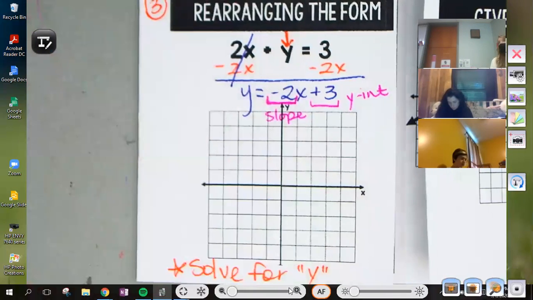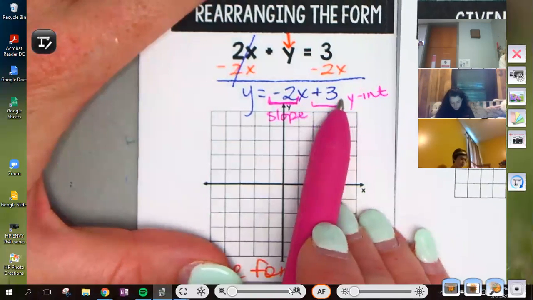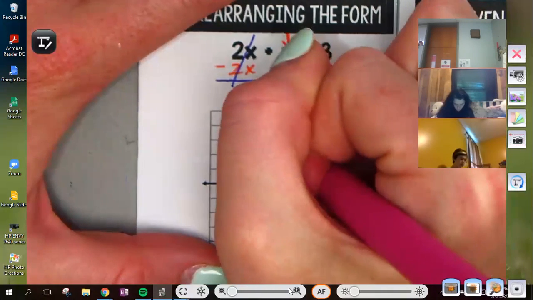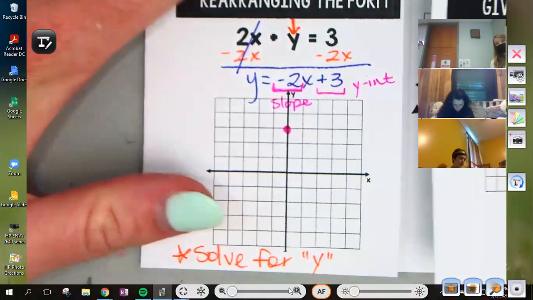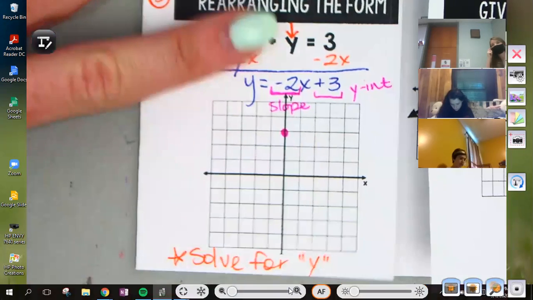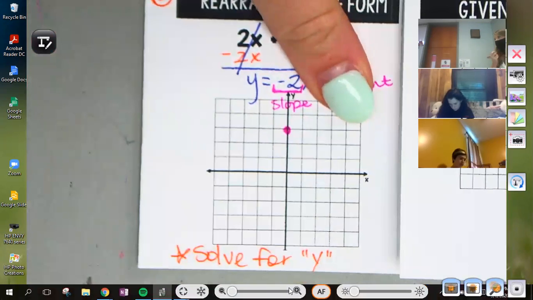You don't have to label these every single time you're graphing. I'm just doing that so it can be embedded in your brain. Now let's graph. Where do I start when I'm graphing? Jocelyn? The y-intercept. So I'm going to start at positive 3. I'm going to look at my y-axis and go up 1, 2, 3. That says slope right here. It's kind of hard to see what that says. It says slope up there. So I've got my y-intercept. Now I'm done with the y-intercept. I don't need that 3 anymore.